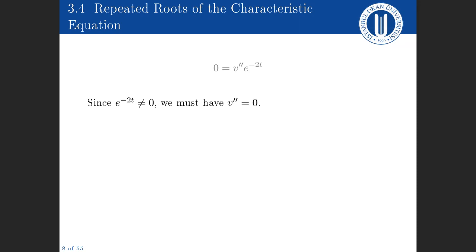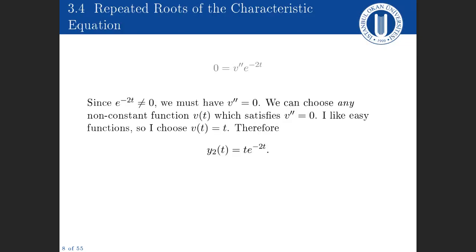V double prime equal to 0 has infinitely many solutions. We just need one solution. We just need one function which satisfies this. One non-constant function, I should specify. So what's the easiest function which has the property that when we differentiate it 2 times, we get 0? The easiest function that I can think of is t.